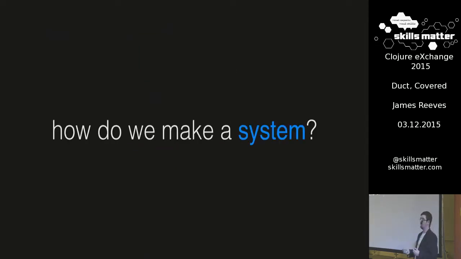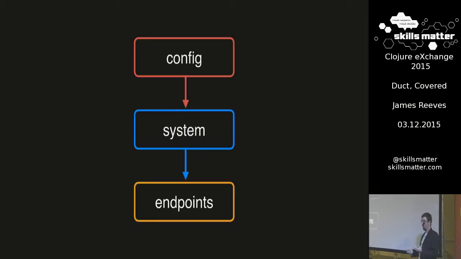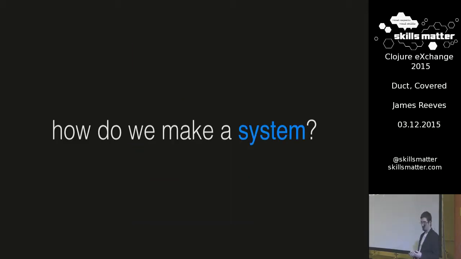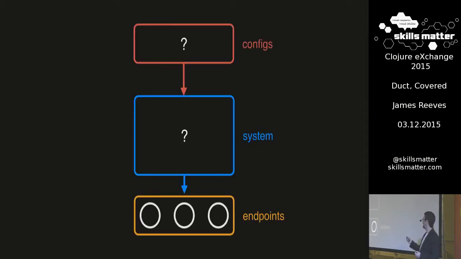But how do we make a system? Okay, so how does this actually work in practice? Because this is a fairly sort of top-level overview. How do we actually make a system? So here we have 3 endpoints. So you can have multiple endpoints in Duct.